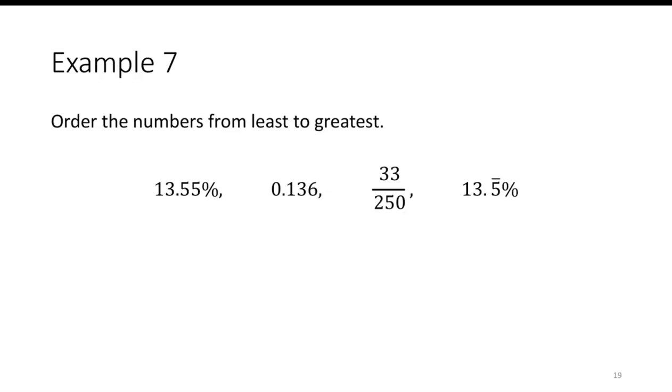Order the numbers from least to greatest. In this case, I would convert them all to be the same format. Let's go with percent. So we already have 2 of these as percents. This one's 13.55%. This one's 13.6%. If I multiply top and bottom by 4, I have 132 over 1,000. So that'd be 13.2%. And then this one here is 13.555 repeating percent.